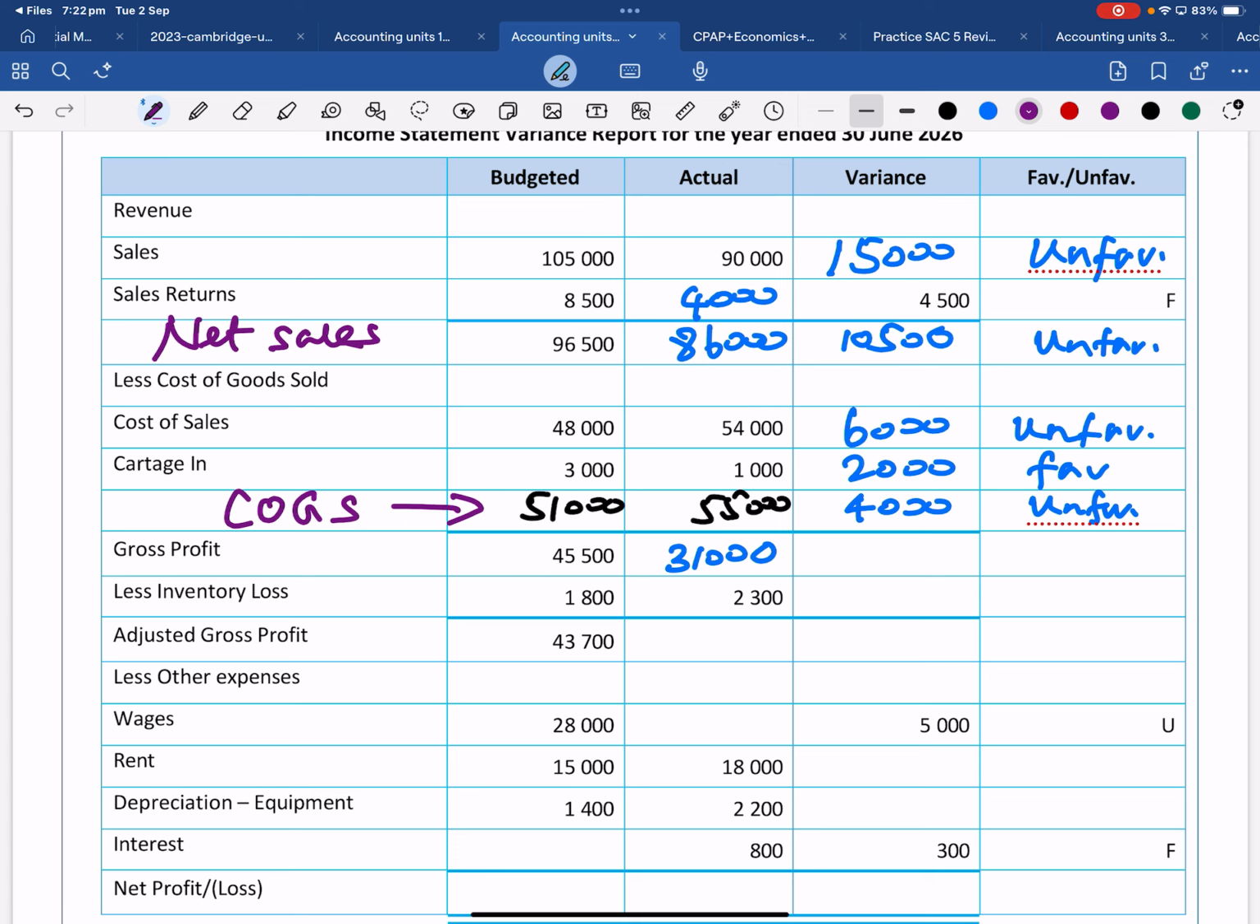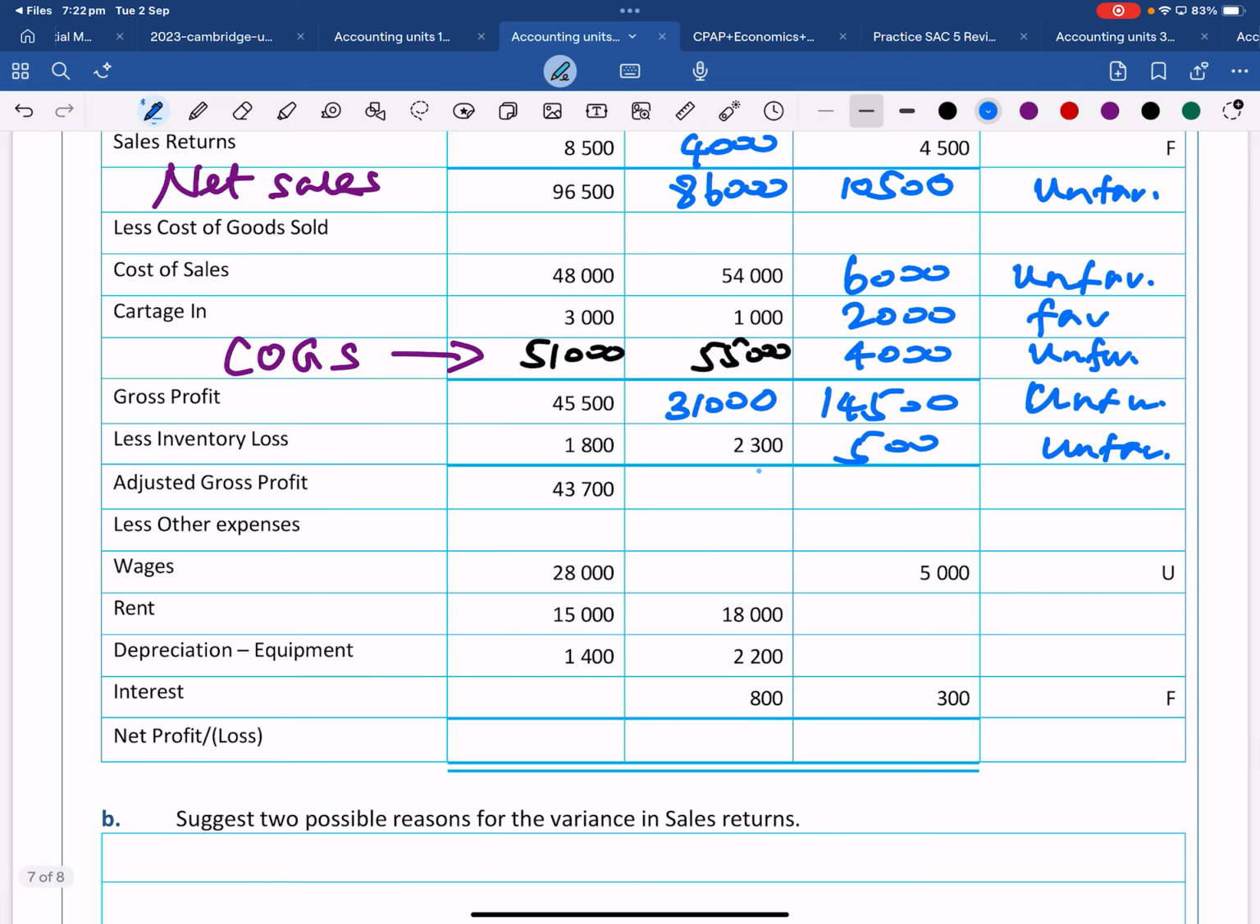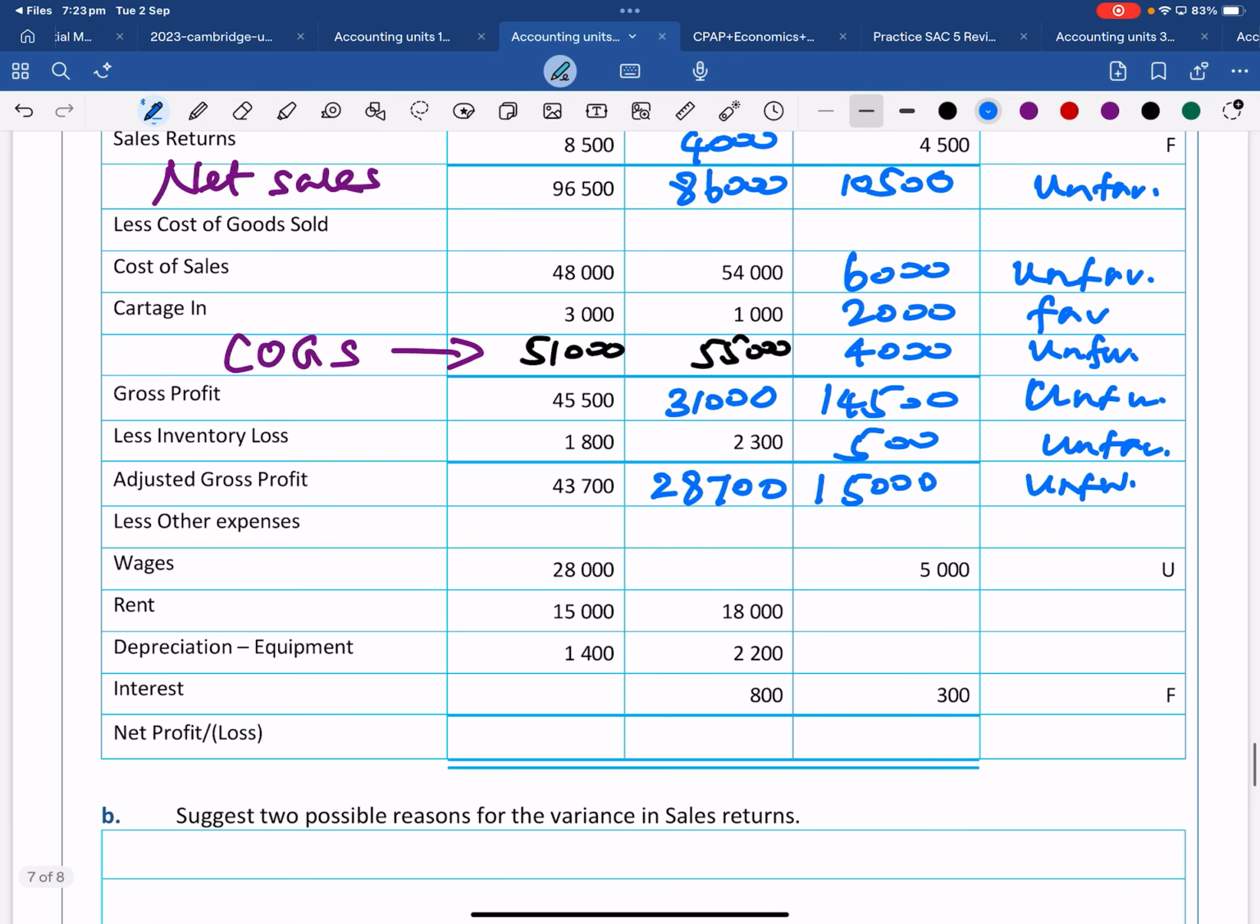Then what is it, guys? The variance in the gross profit, 14,500. Unfavorable. Inventory loss 500. Adjusted gross profit, guys, 28,700. And then this one is 15,000. Right. All of them are unfavorable except one. We can just write F and U, right?